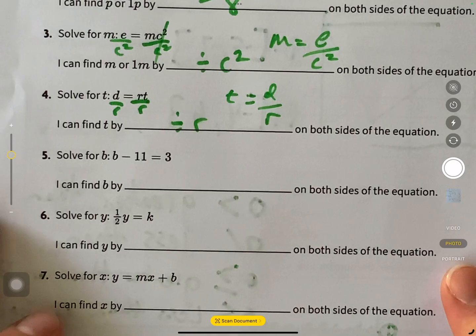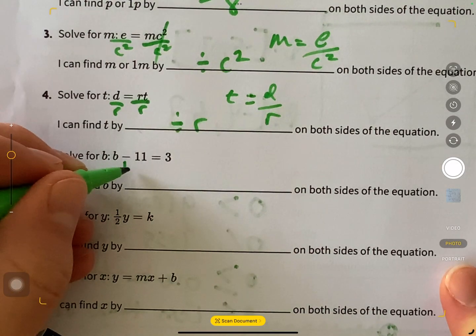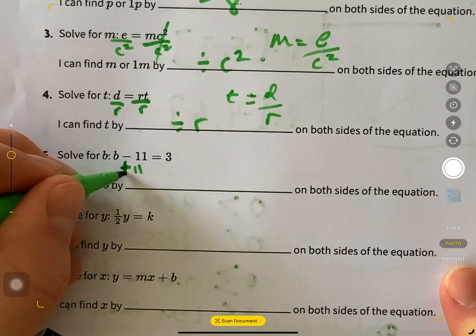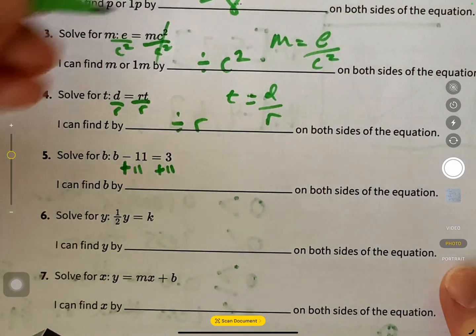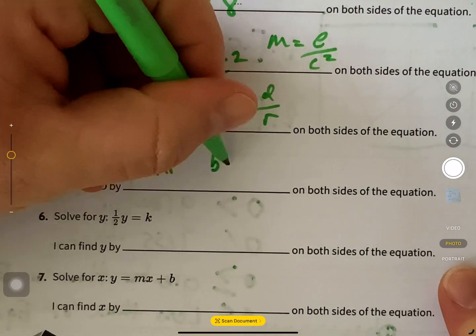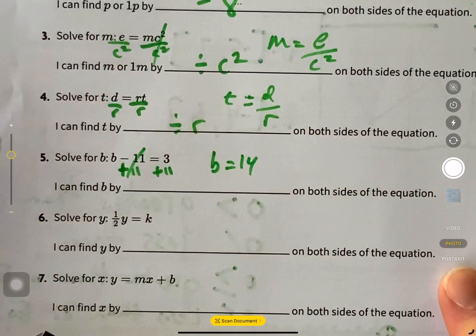Solve for b minus 11, so do the opposite, opuesto, right? Más 11, los dos lados. So b equals 3 plus 11, 14. I can find b by adding 11.